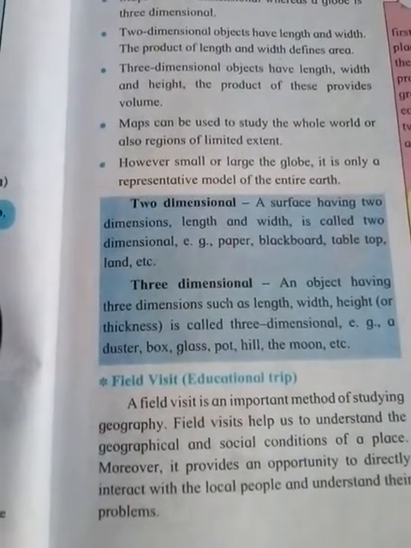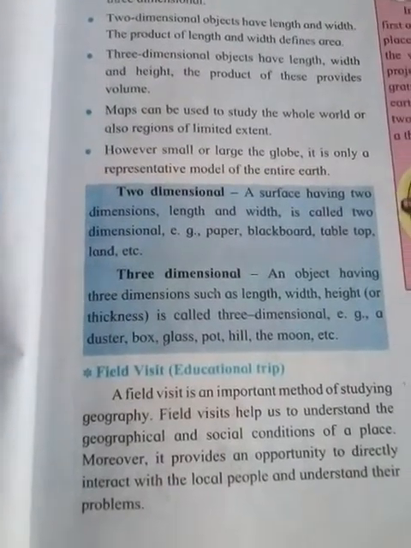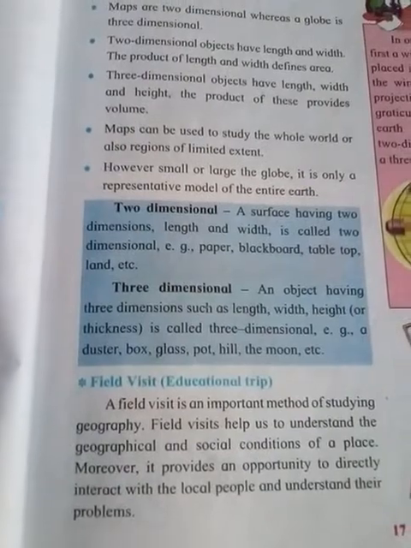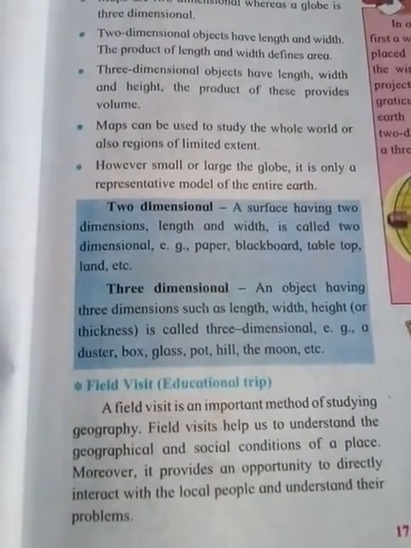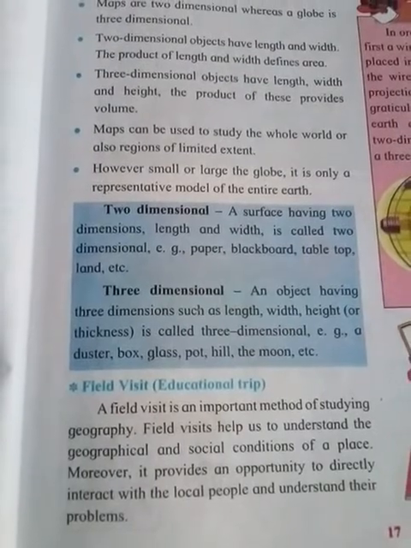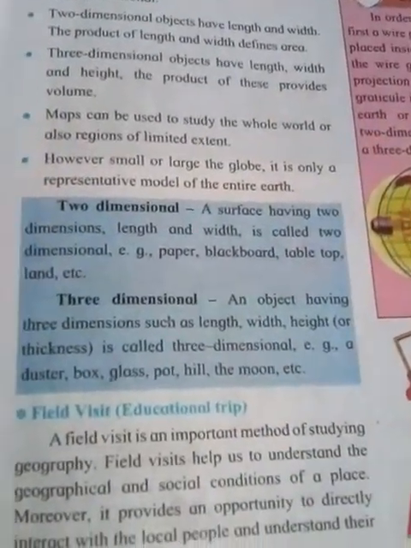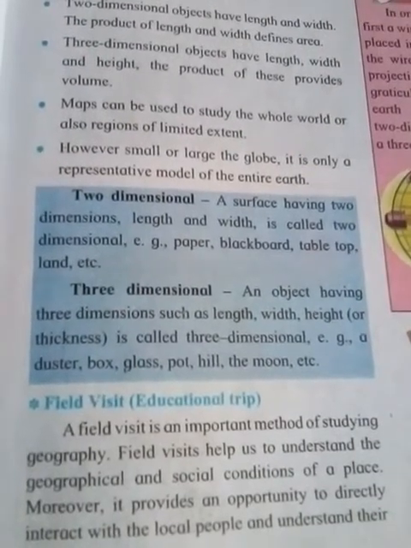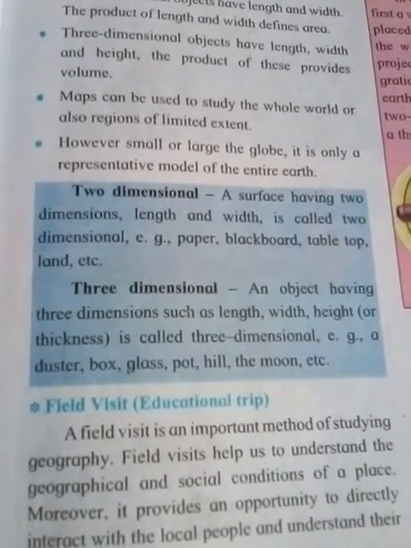Three-dimensional: an object having three dimensions such as length, width and height or thickness. That means an object having length, width and height is known as three-dimensional. For example, a duster, box, glass, pot, hill, the moon, etc. That means the first is the length, second the width and third the height or thickness. Here are examples of three-dimensional objects.